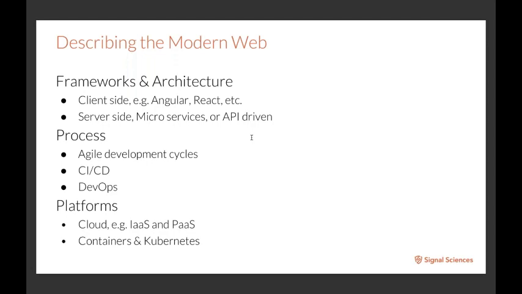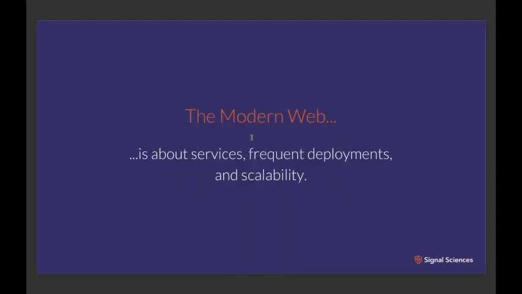So cloud is a big part of that. There's been a major shift to the cloud in recent years, certainly with IaaS and also PaaS, platforms as a service. And certainly containers and of course Kubernetes make up a big piece of that. So to sum it up, these are the three parts of the modern web, at least as I see it. And in one clean statement, the modern web is about services, frequent deployments, and scalability.